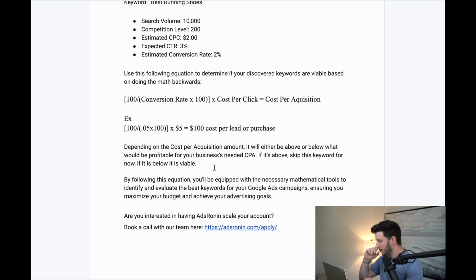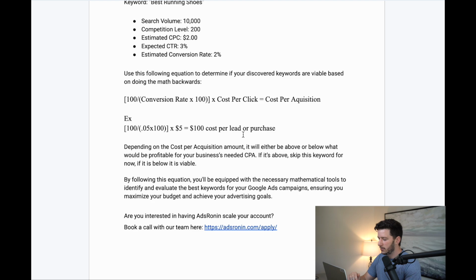So it's a pretty simple equation that we use, and you don't have to do this for every single keyword. You can actually do this once and kind of reverse engineer it, because you just need to know for the cost per acquisition that you need for your product, what does that have to be at as a base? And then of course, what does the cost per click on average with the conversion rate you have need to be? That way you don't exceed that cost per acquisition.